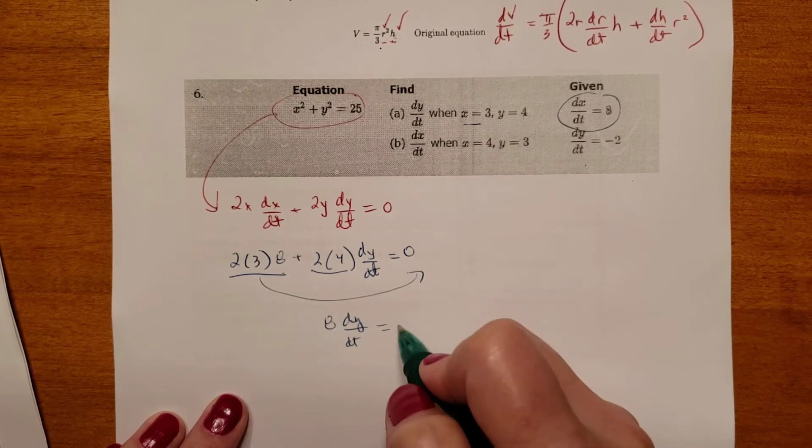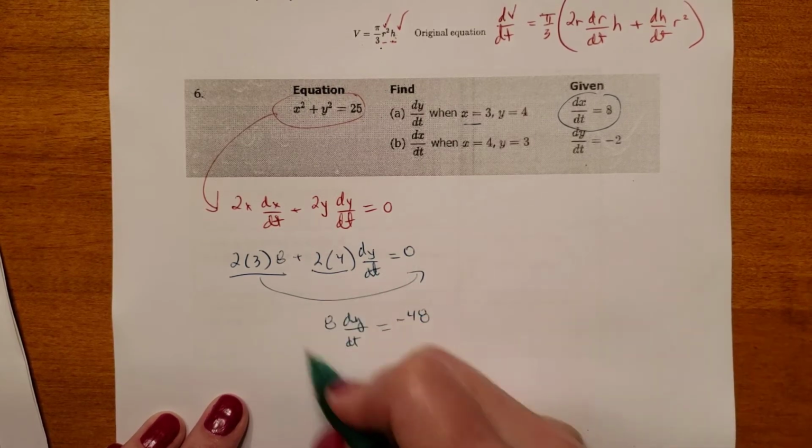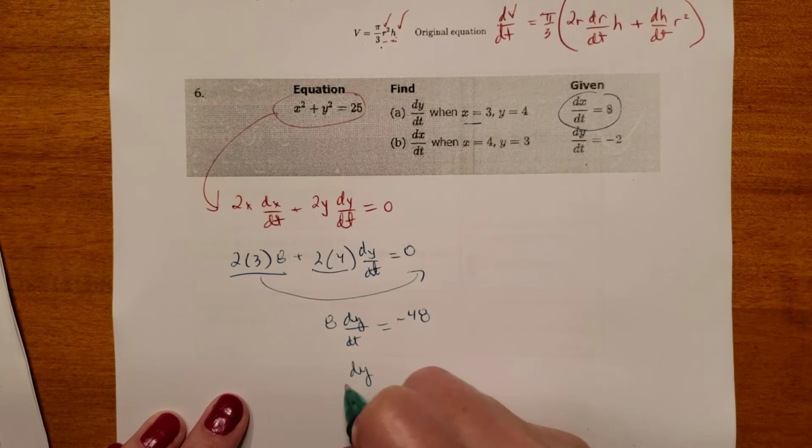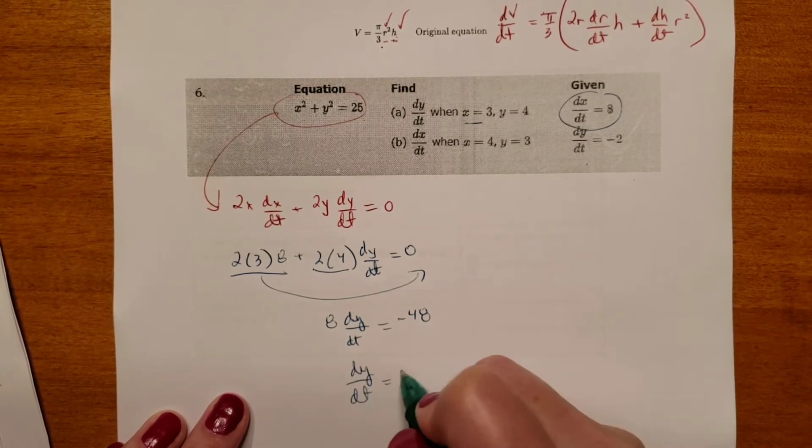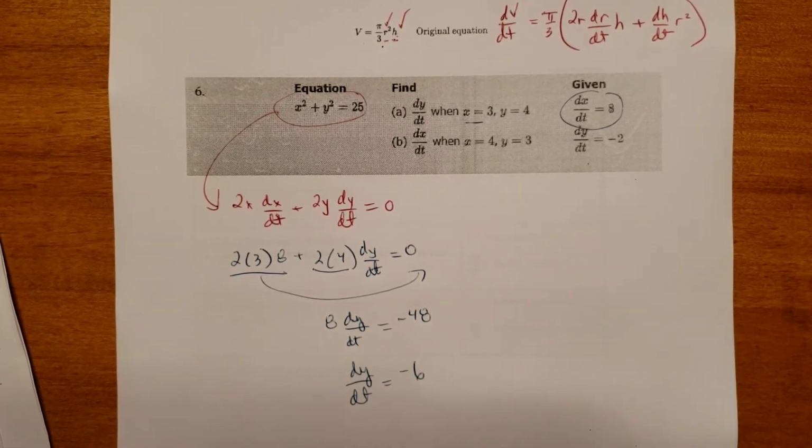And I'm moving the 48 over, so it's negative 48. Divide by 8, and you get negative 6 for the whole answer. So dy over dt is equal to negative 6.